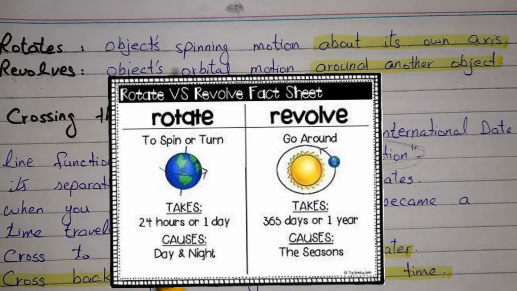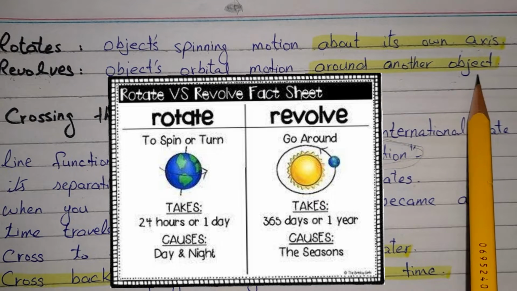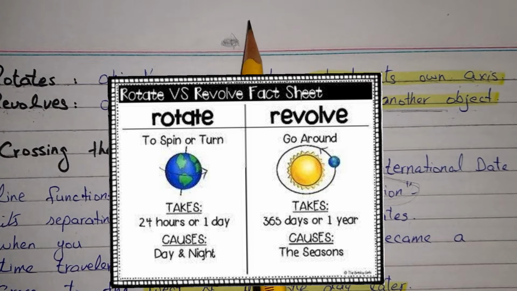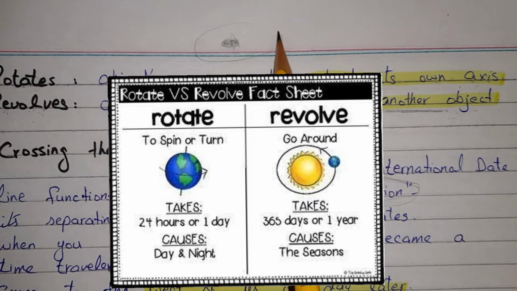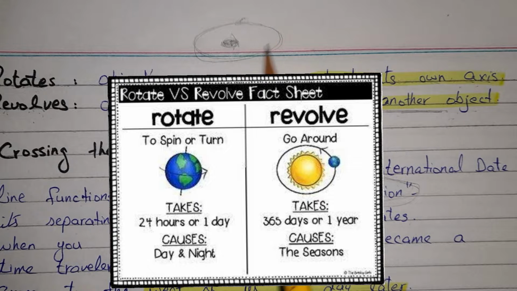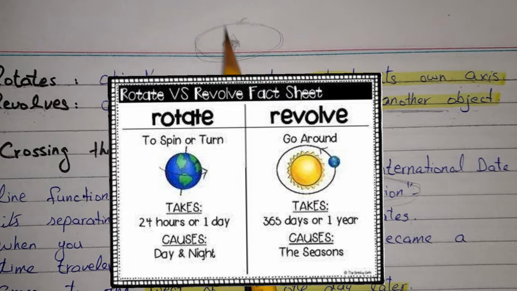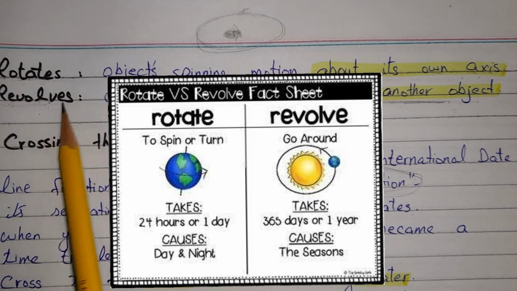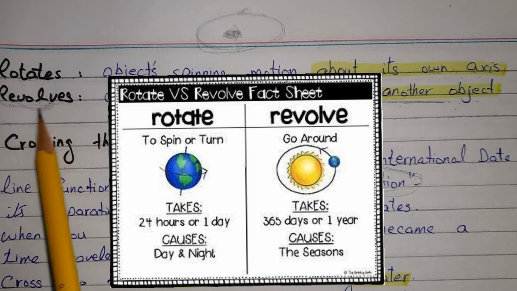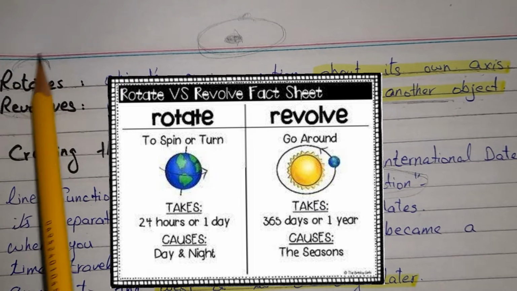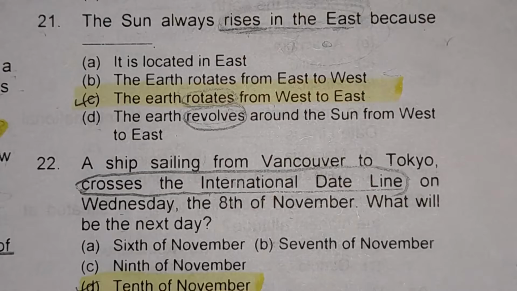Revolves means an object's orbital motion around another object. For example, here is the sun and the earth is moving in an orbital motion. Here is the earth and it's moving around the sun, around another object. So that means the earth is revolving. On the basis of revolving, we can see the seasons, 4 seasons in a year. And on the basis of rotation, we can see the days and nights.